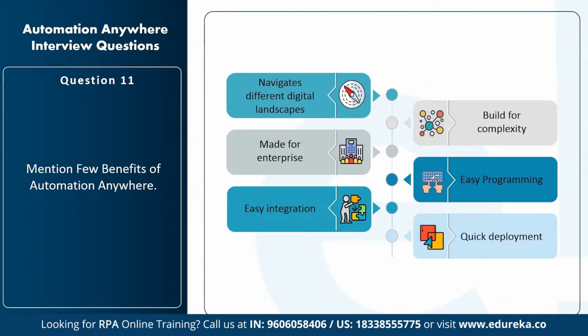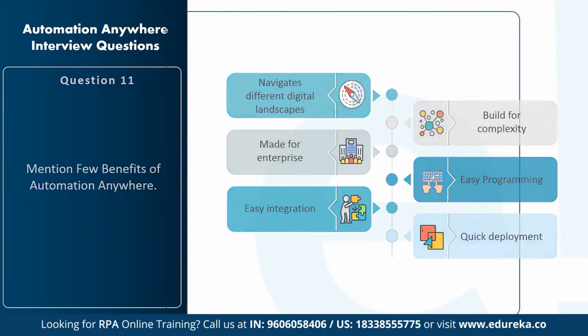So when I say easy programming, I mean that it supports the front end and does not involve complex programming. So even any non-IT professionals can work on this tool definitely. And coming to the next benefit, that is easy integration. This tool can be easily integrated with other systems and is platform independent. So you can integrate this tool with any platform that you wish to. And finally, coming to quick deployment, Automation Anywhere provides features like drag and drop and also has a friendly interface with the help of which it offers quick deployment. So guys, these were the various benefits of Automation Anywhere.